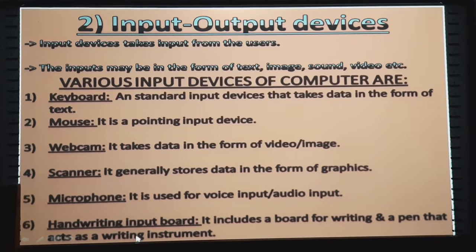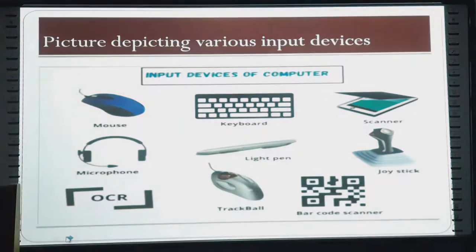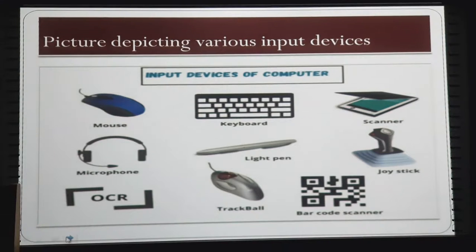It means that handwriting input board consists of two parts, one is the board for writing where we need to sign, and second one is a pen by means of which we will be signing or writing, the writing instrument. So there are certain devices which I have discussed that are being shown in front of you. So this is mouse, keyboard, scanner. So scanner will be looking like this.